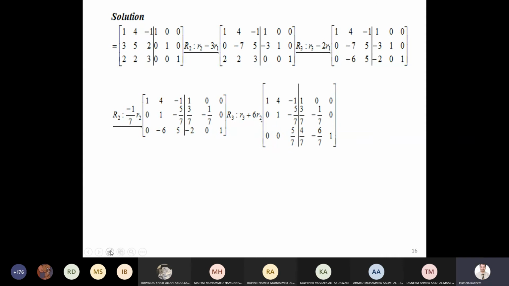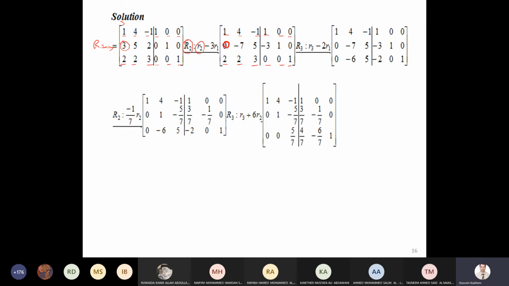Let me change the color. Sorry. Okay. Now first, I want to make this 3 into 0. So I will change only R2. I will say R2 will be changed to R2 minus 3 R1. Why? Because if I multiply here by 3, 3 minus 3 will give me 0, as you can see here. For that, I will change R2 to be R2 minus 3 R1. Since I'm changing only R2, R1 will not change: 1, 4, minus 1, 1, 0, 0. And row number 3 will not change: 2, 2, 3, 0, 0, 1. I keep them.